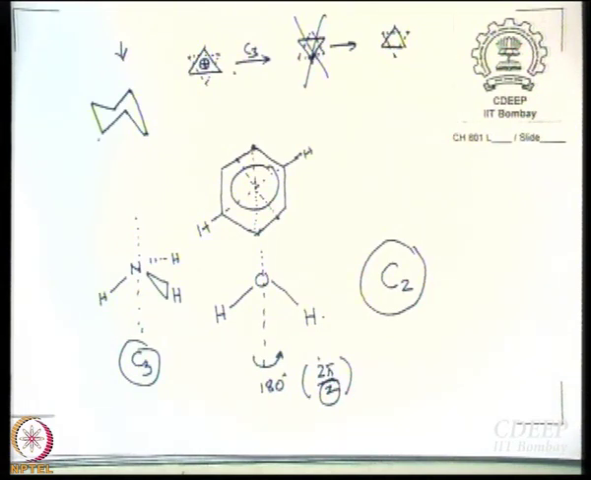Chirality is associated with the presence or absence of an alternating axis of symmetry. If an alternating axis of symmetry is not there, then is it chiral or achiral? Okay. So, that's all about axes.